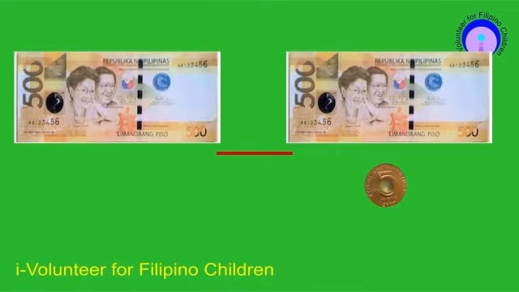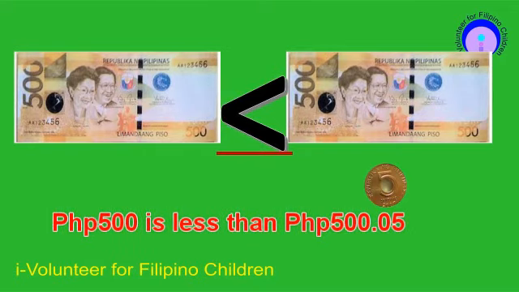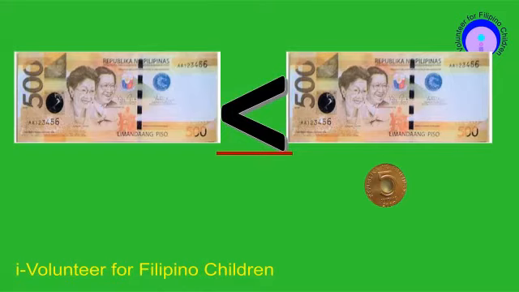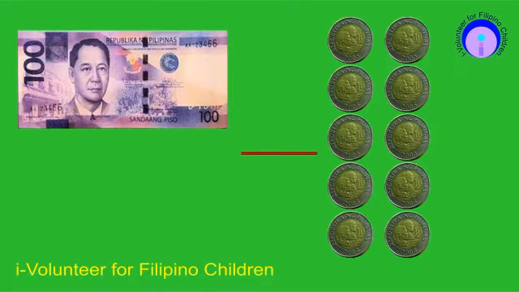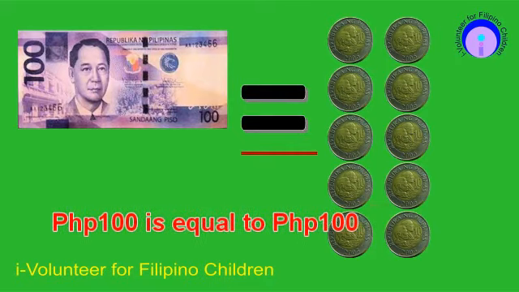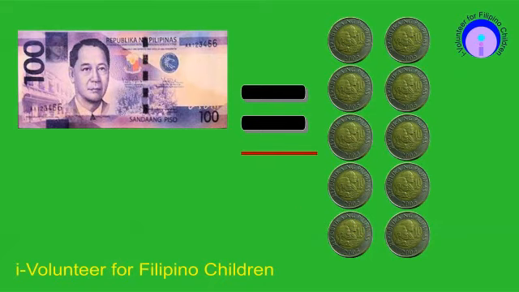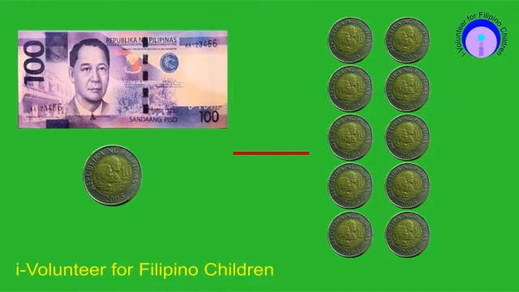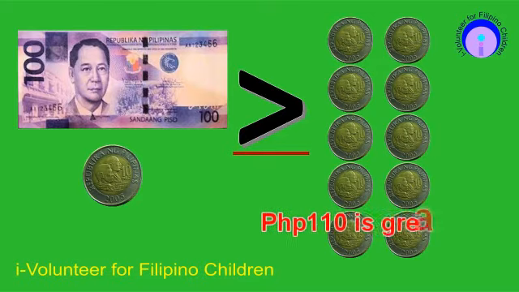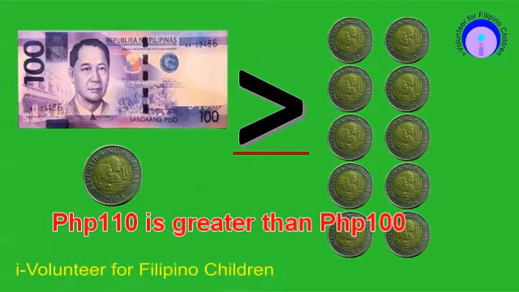How about this one? 500 pesos is less than 505 centavos. How about this one? 100 pesos is equal to 100 pesos. How about this one? 110 pesos is greater than 100 pesos.